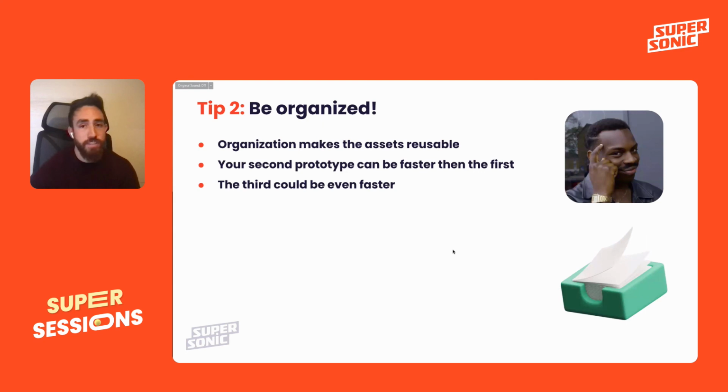Tip number 2, be organized. Try to think ahead. Anything that you're creating now for your prototype could be used in the future. So you can have your second prototype be faster than the first, and the third one could be even faster than the second. I think I did more than 30 prototypes alone by myself, and my first prototype took 2 months, and today I can deliver a game in 1 week, 2 weeks.